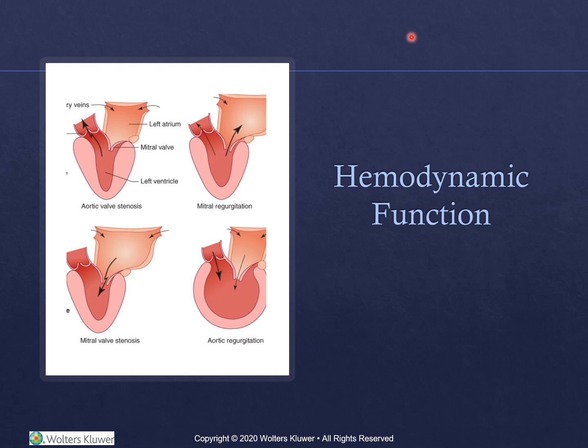So in this picture, the thin arrows indicate direction of normal flow, and the thick arrows indicate the direction of abnormal flow. So in mitral valve stenosis, we get an incomplete opening of the mitral valve during diastole, and this causes left atrial distension and impaired LV filling. And so, again, that is mitral valve stenosis. So you can see that right here.